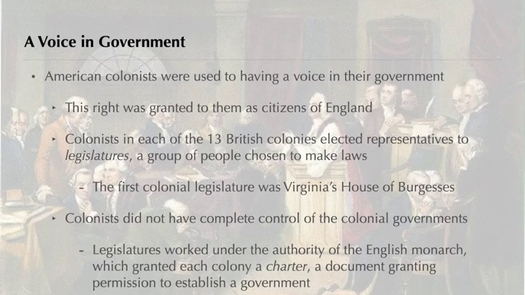The beginning of representative government in America can be traced back to the year 1619, when the colonists of Virginia elected representatives called burgesses. This first colonial legislature, the Virginia House of Burgesses, was soon followed by other legislatures as more colonies were founded. The right to elect members of their legislature, however, did not give colonial citizens complete control of their government. They were still subject to the authority of England, whose monarch established each colony through a charter, a document giving permission to create a government.